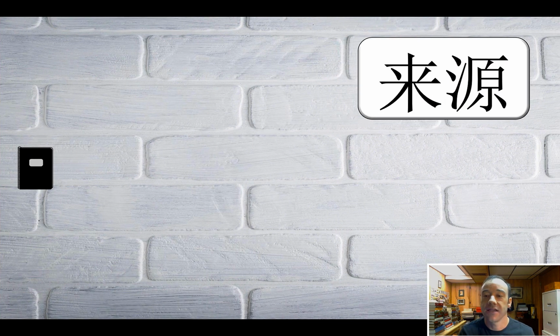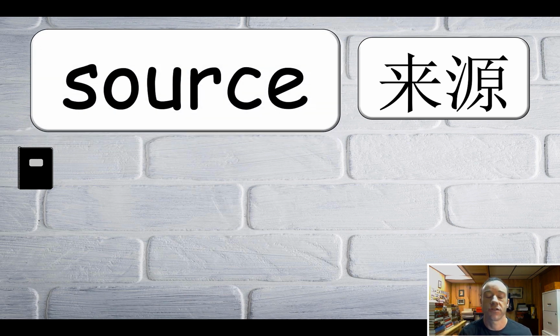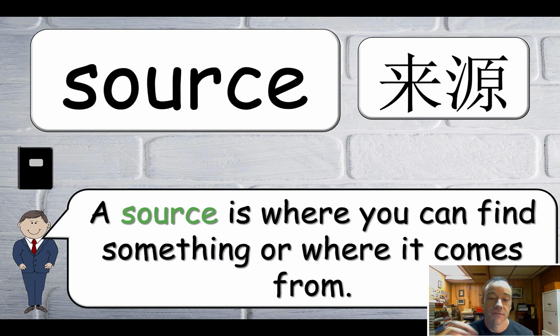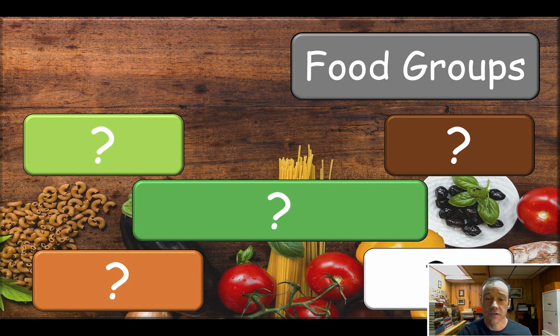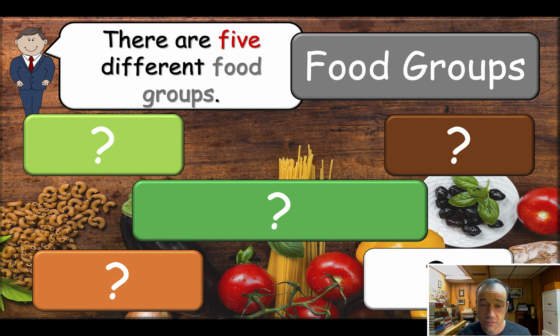Okay, so in this lesson, as in the previous lesson, you show the word in their first language, see if they know it, have them write it down, and then read the definition, okay? Have them write down the definition if they need to. You can tell them that they're learning food groups, okay? So there are 5 different food groups, and we're going to go through them, and we're going to learn about them in this lesson.